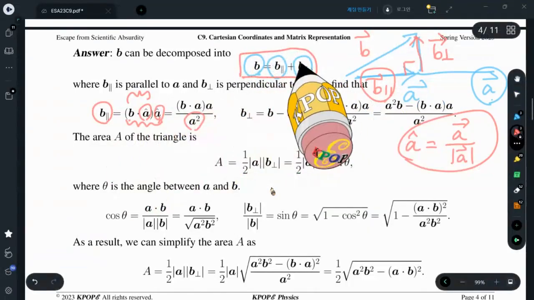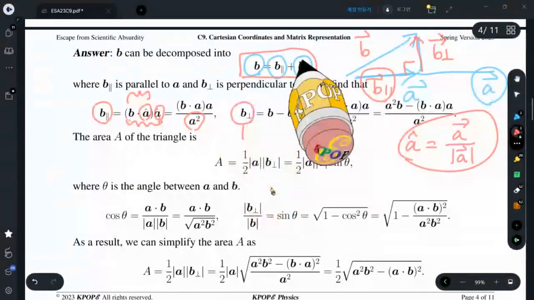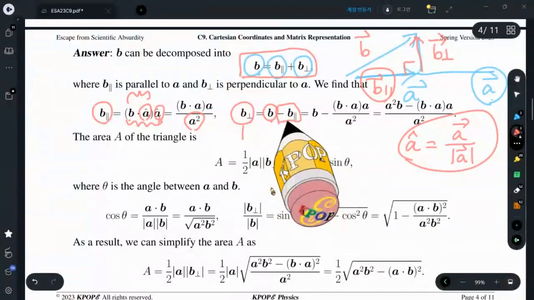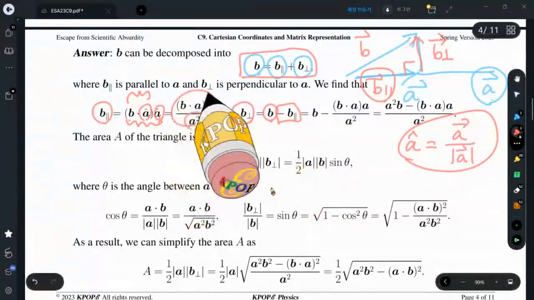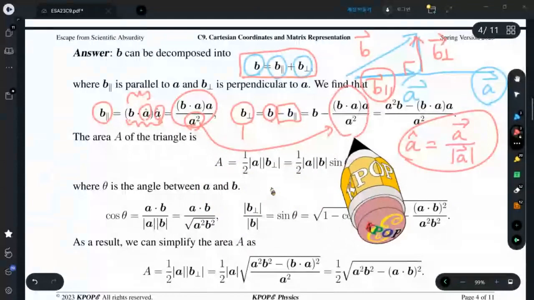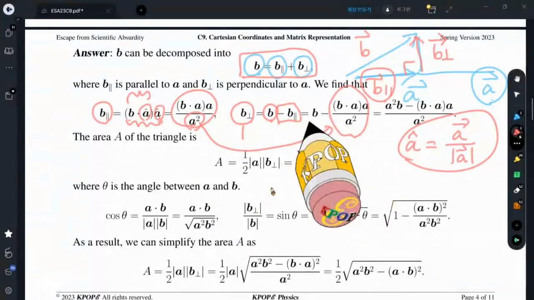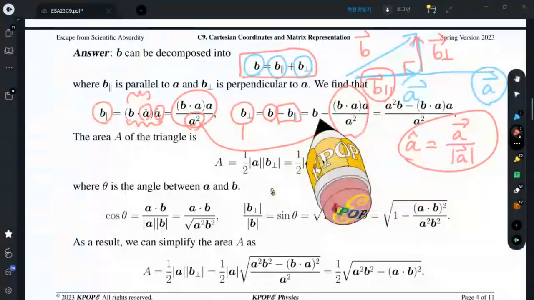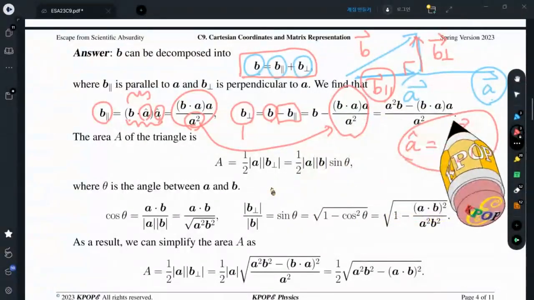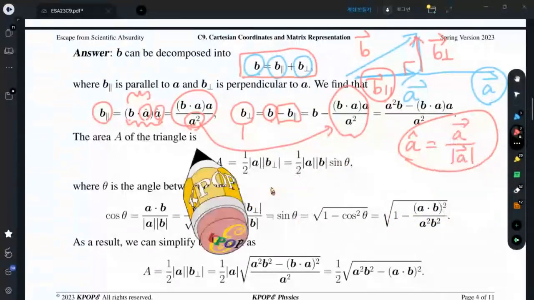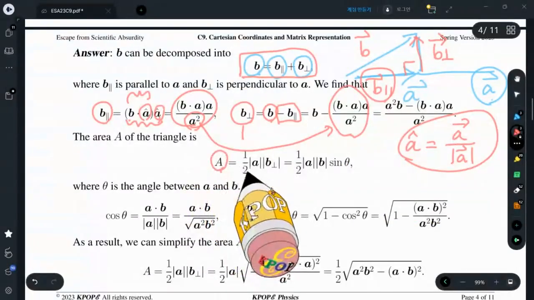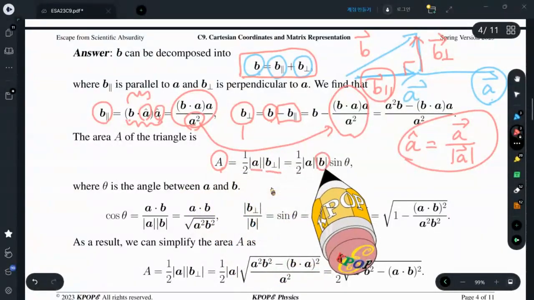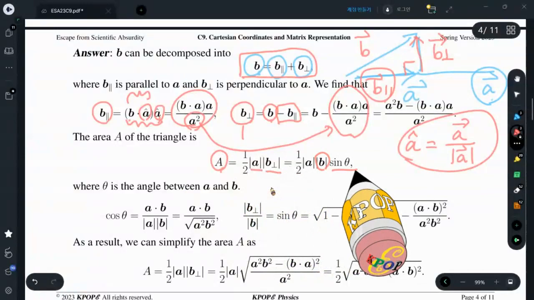I can make use of this to find out the B perp. That B perp can be obtained by subtracting B parallel from B. So I copy this B parallel here to compute the perpendicular component. The denominators can be combined like that. As I already told you, the area of a triangle is 1/2 base times height, and the height is the magnitude of B multiplied by sine theta.